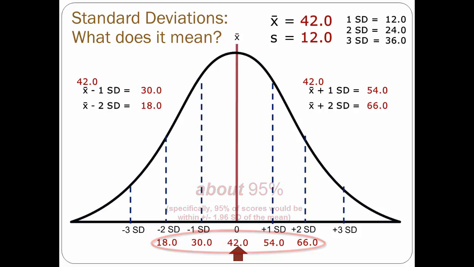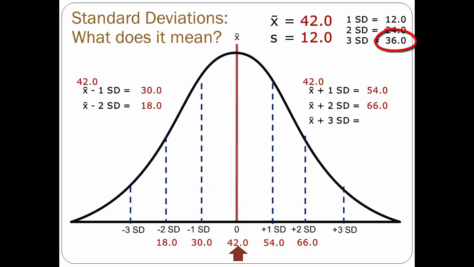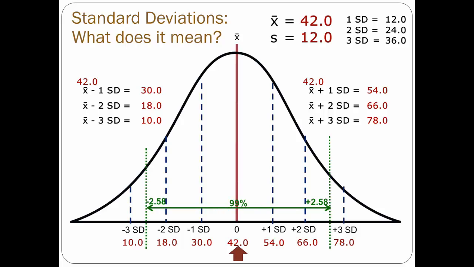One last time for three standard deviations. The mean of 42 plus 36, the score for three standard deviations, is 78, which is plotted at plus 3 standard deviations. And the mean of 42 minus 36 is 6, which is plotted at minus 3 standard deviations. Remember we said earlier that assuming a normal distribution, 99% of the scores are within plus or minus 2.58 standard deviations of the mean?